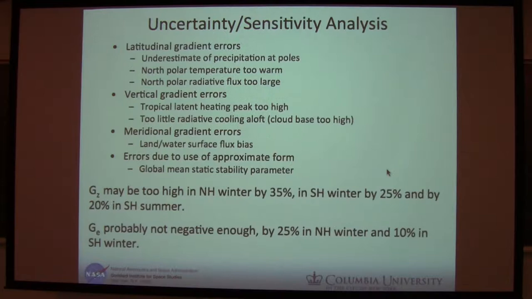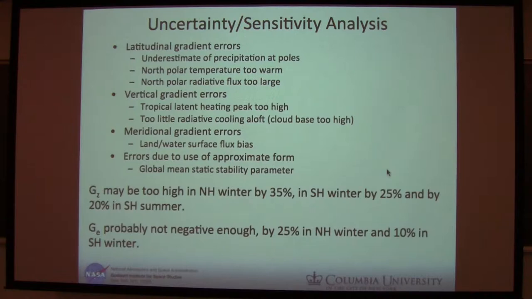But in fact, GC has been computed in many different ways, using many different equations by different researchers over the years. It was basically for historical reasons. But yes, you're right. We would have a more accurate version, but less comparable to other people in the literature in general. So summing up all of these possible errors, we conclude that we may have overestimated GZ by about 20-35%, and that our GE is probably not negative enough.